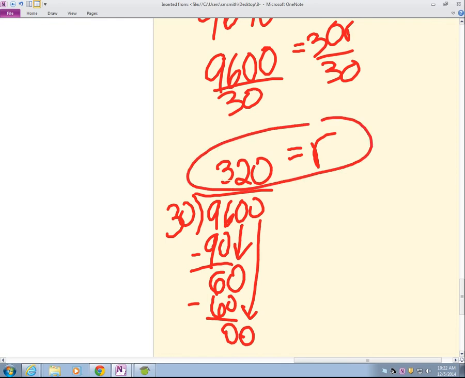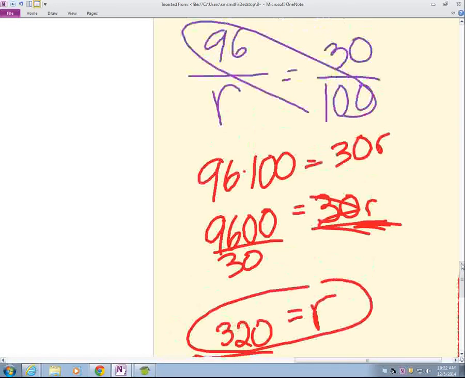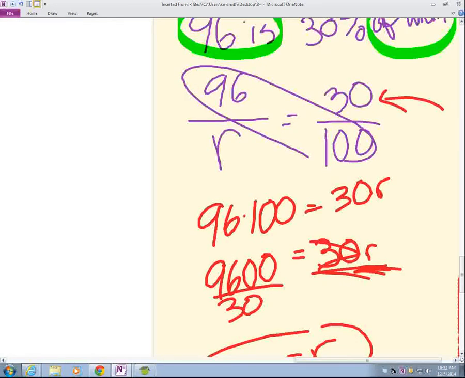Now, do I need to put a percentage on that? No. How do I know? Because remember how the inverse of multiplication is division, and these guys just cancel each other out. 320 equals R. Okay, so that's 320, and I do not need to do the percentage, because we already had the percentage.